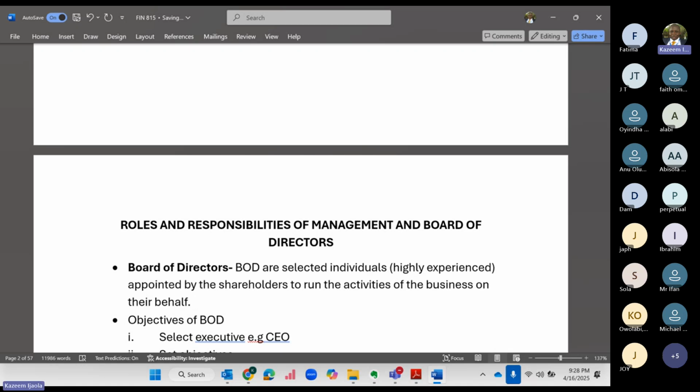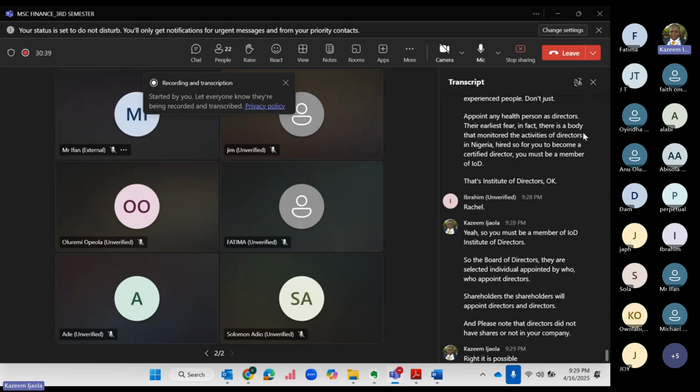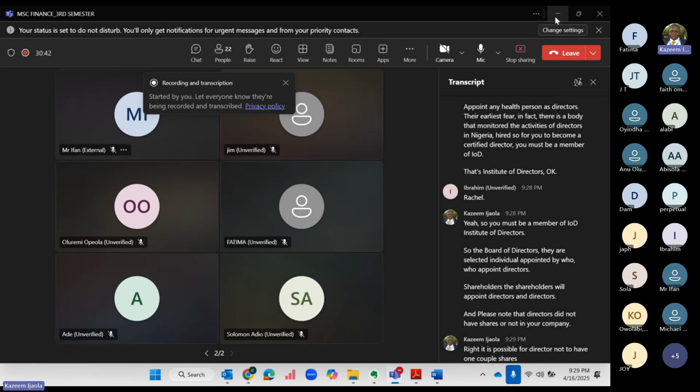They are highly experienced. In fact, there is a body that monitors the activities of directors in Nigeria, IOD. So for you to become a certified director, you must be a member of IOD. That's the Institute of Directors. So the board of directors are selected individuals appointed by who? Who appoints directors? Shareholders. The shareholders will appoint directors, and please note that directors need not have shares in your company, right? It is possible for a director not to have even one share and still be the one running the business.